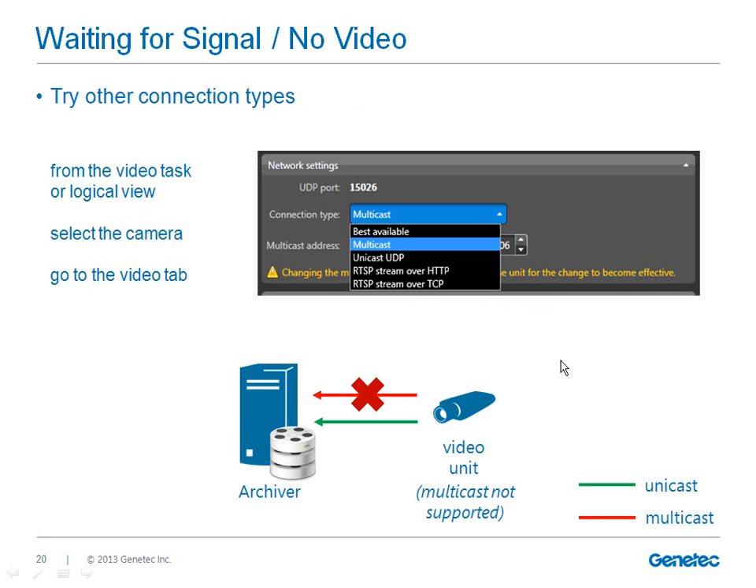Also related to the network, we can try setting a different connection type under the camera's network settings. It's possible that the video unit or the network do not support the type of connection we're telling the unit to make. So for example, if you have a connection type set to multicast and are not getting video, try using unicast UDP or unicast TCP. If the video comes through, then you know something is either blocking the multicast traffic on the network or the multicast type is not supported on the video unit.